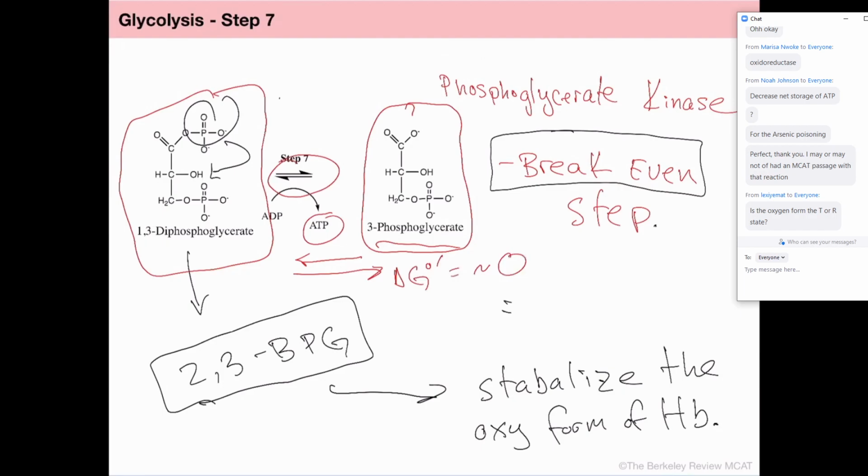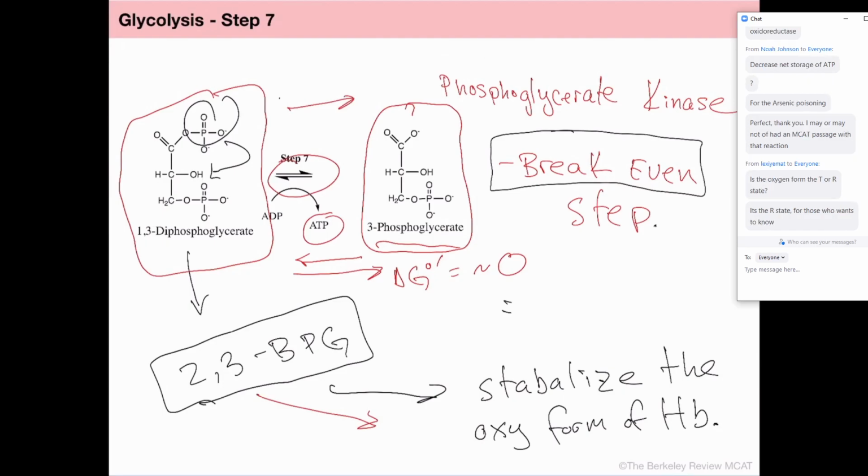Okay. So depending on the needs of the cell, you might favor this. It might favor 3-phosphoglycerate. Does anybody have any questions on that? Nice. Yeah, I should honestly know that, but I don't want to botch it.